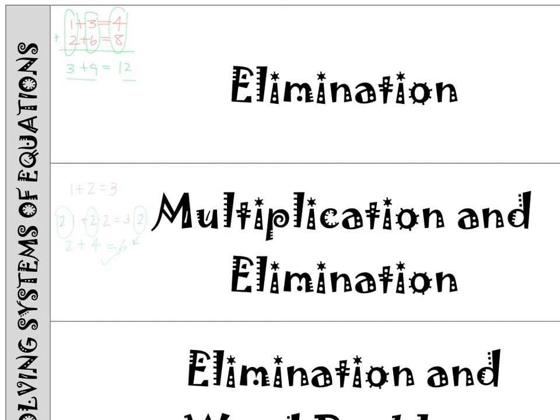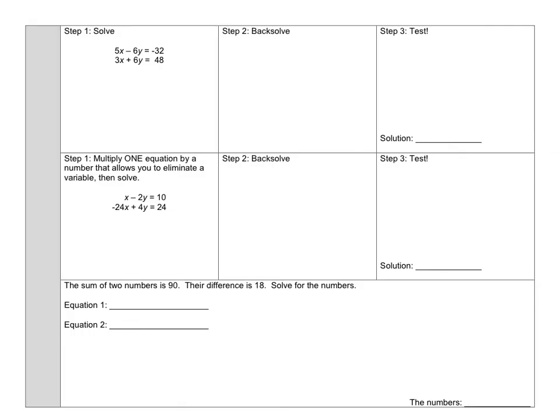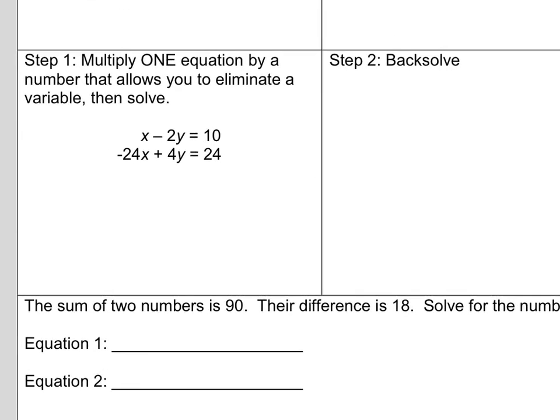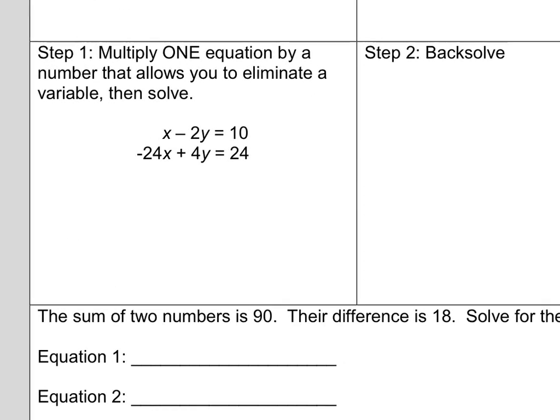So now go ahead and open the flap to the first system. The first system that you should see for today's notes is x minus 2y equals 10, and then negative 24x plus 4y equals 24. If you look at them how they are, we have 1x here, and you should notice that the 1x and negative 24x, if I tried to add them together as they are, they do not cancel. If I look at the y terms, negative 2y and 4y, they do not cancel as they are.